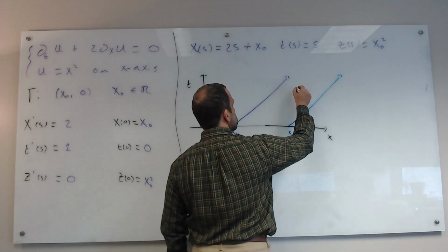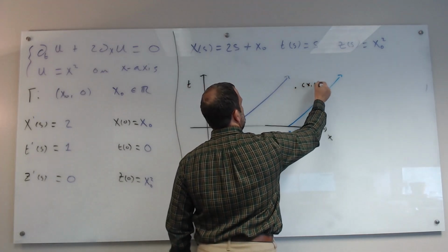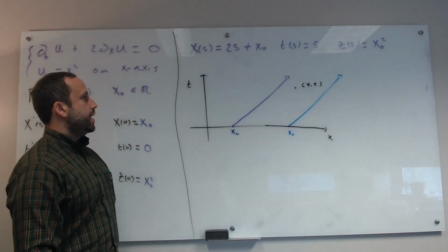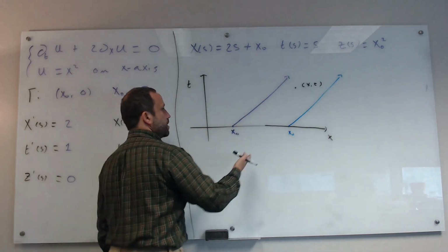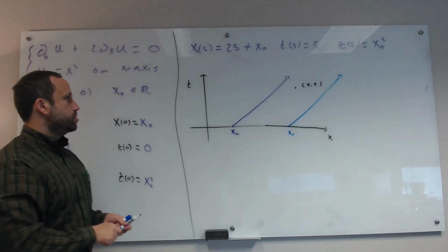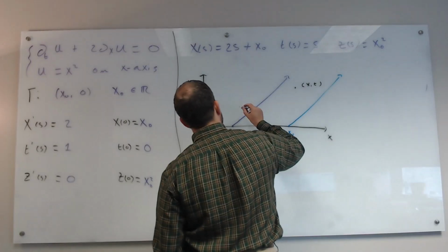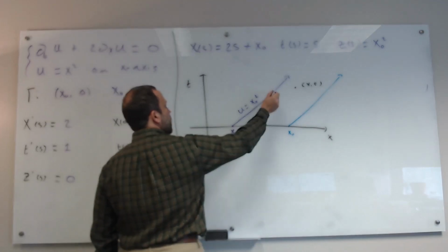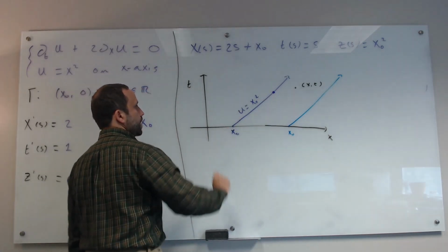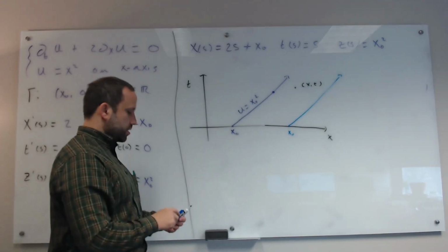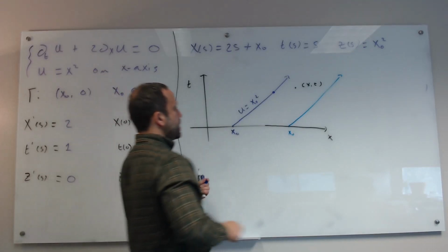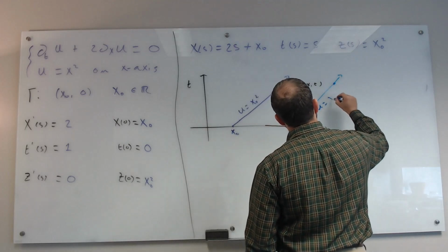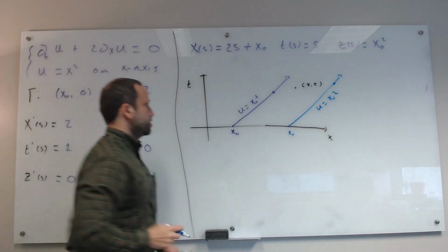let's pick a generic point like this. In the xt plane, if I want to know u at that point, what I need to do is, I know that on these characteristics, my solution is going to be constant. So on this purple characteristic here, u is equal to x naught squared. Or sorry, on that line, u is equal to x naught squared. And similarly, for any point on this line, u is equal to the blue x naught squared.